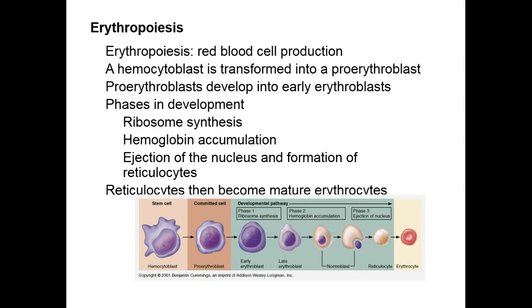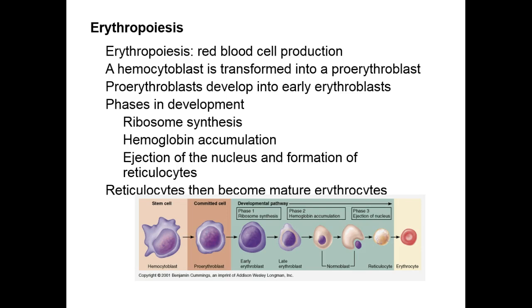And this is based on need, and as I said, hormonal controls. It is transformed into a pro-erythroblast. This pro-erythroblast then develops into early erythroblasts. Remember from your 141 that blasts build. So anytime you see that word blast, you're thinking that's a building cell. In terms of their development, you have organelles in these pro-erythroblasts and the early erythroblasts.